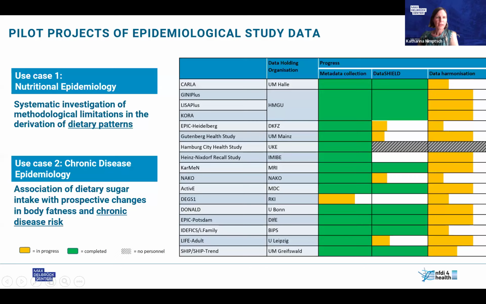And then we have pilot projects within these use cases. In nutritional epidemiology, we have a pilot on dietary patterns. And in chronic disease epidemiology, we want to investigate the association between dietary sugar intake and prospective changes in body fatness and chronic disease risk. And in the table on the right, you see the studies all over Germany that are participating in these use cases. And you also see the progress in terms of variable level metadata collection, and then the installation of the DataShield environment and data harmonization, which is currently ongoing.